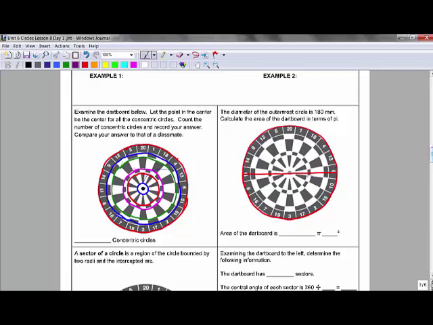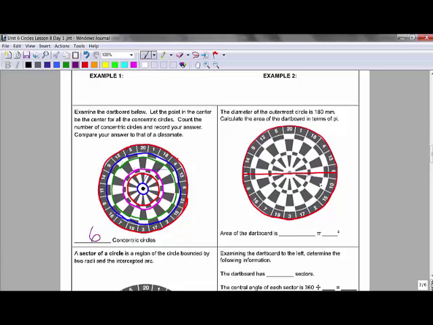All right, we're looking at this colorful dartboard here, and we want to identify how many concentric circles we have. We're going to let this black point be our center, and so I highlighted each circle that I found, and I have 1, 2, 3, 4, 5, 6 concentric circles. And here they want us to find the area of this dartboard. They said the diameter is 180 millimeters.